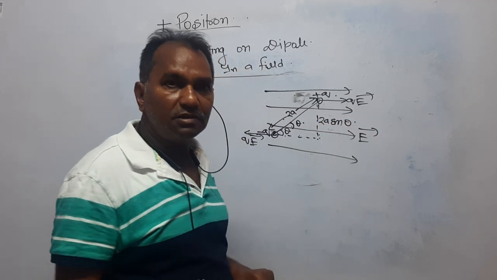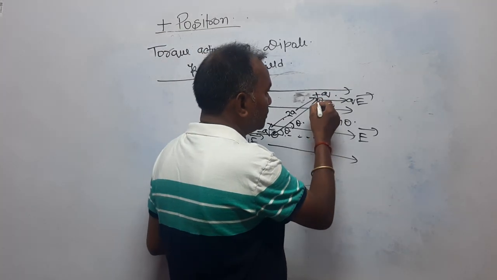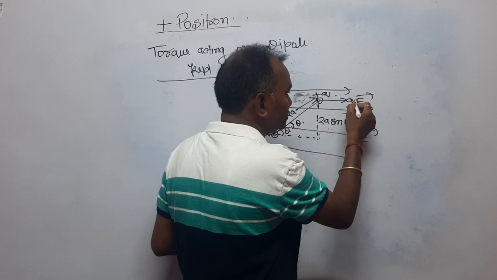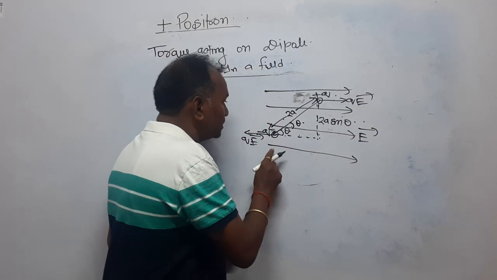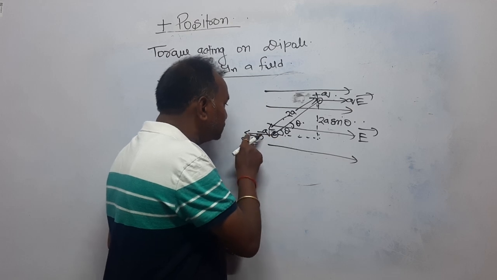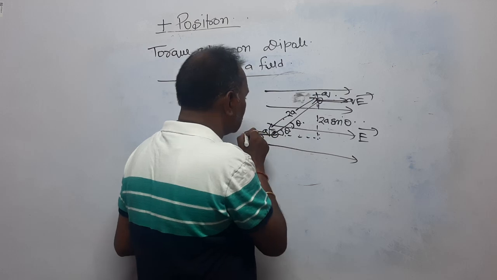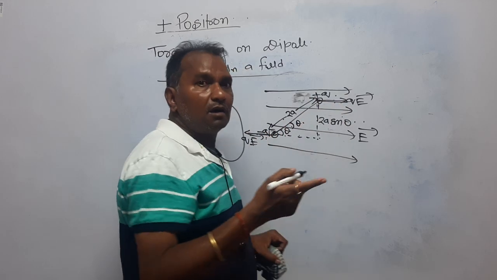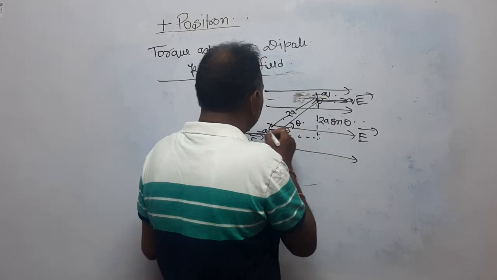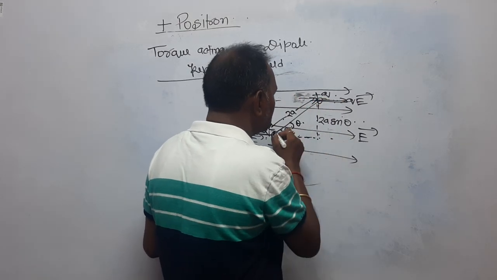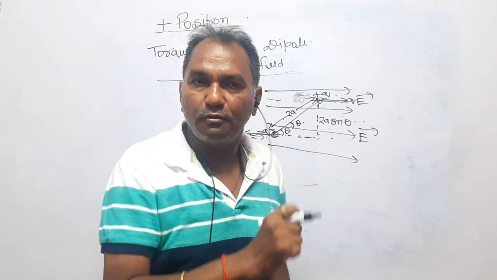Now, dear students, look here. Because of the presence of the external field, the charge plus q of the dipole experiences a force qE in the direction of the field, and the charge minus q experiences a force qE opposite to the field. These two forces are equal, opposite in direction, right? And their line of action is parallel to each other, right? Yet their vector sum, the net force, will be 0.